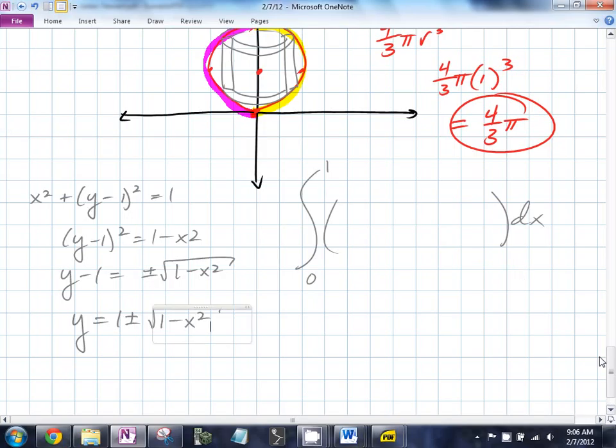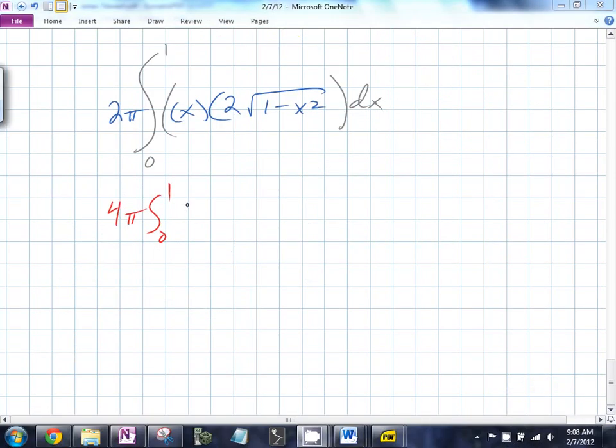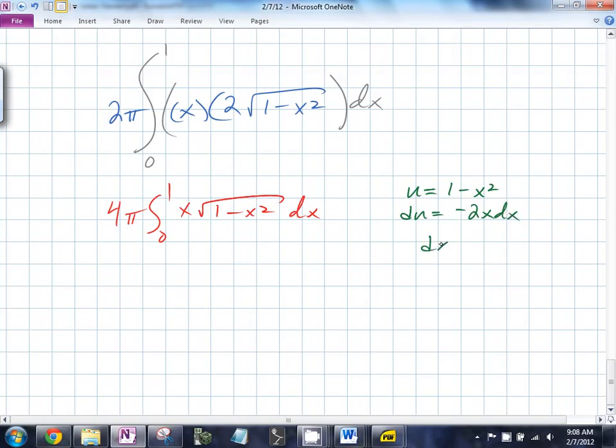Okay, let's try this here for a sec. 4 pi, the integral from 0 to 1 of x times the square root of 1 minus x squared dx. What's u going to be? u is equal to 1 minus x squared. So what's du equal? Negative 2x dx. So what does dx equal? du over negative 2x.